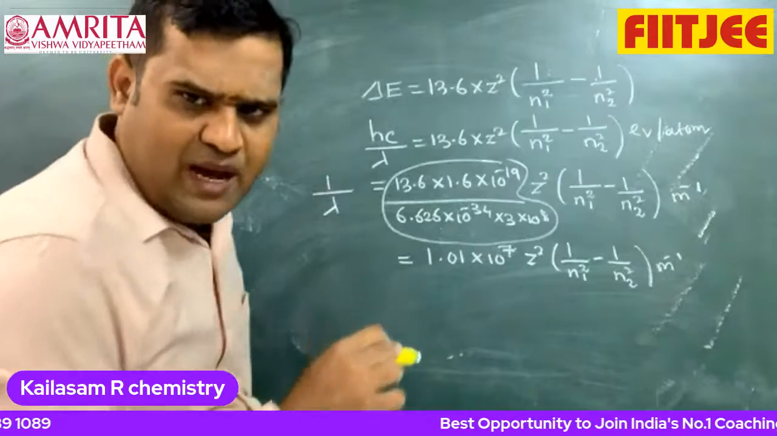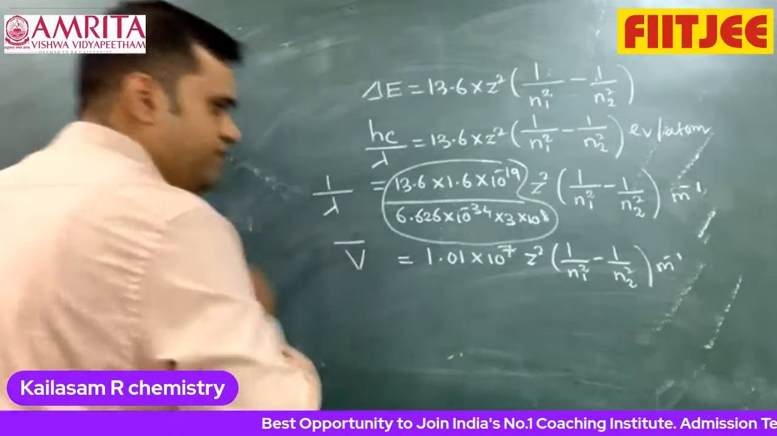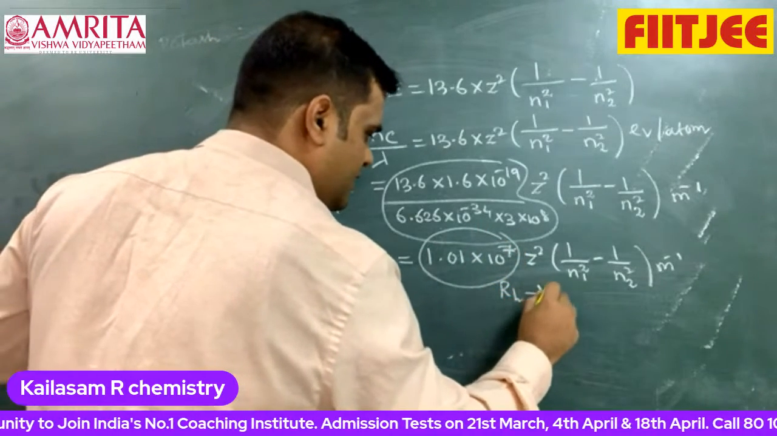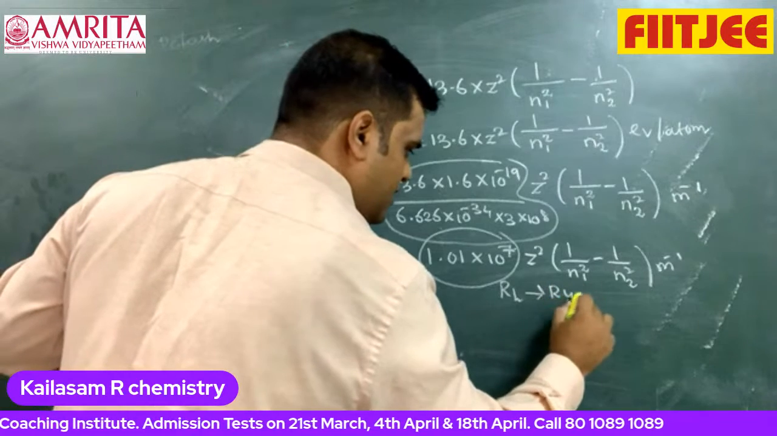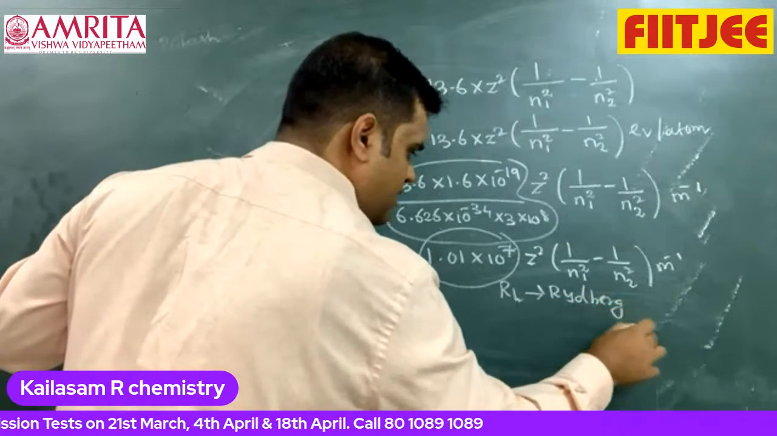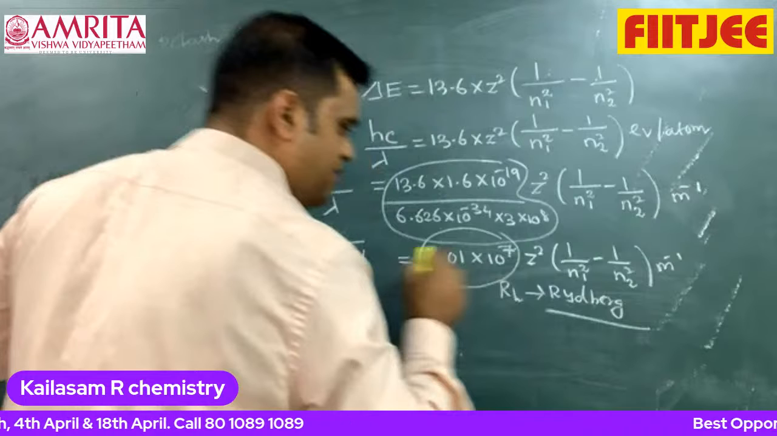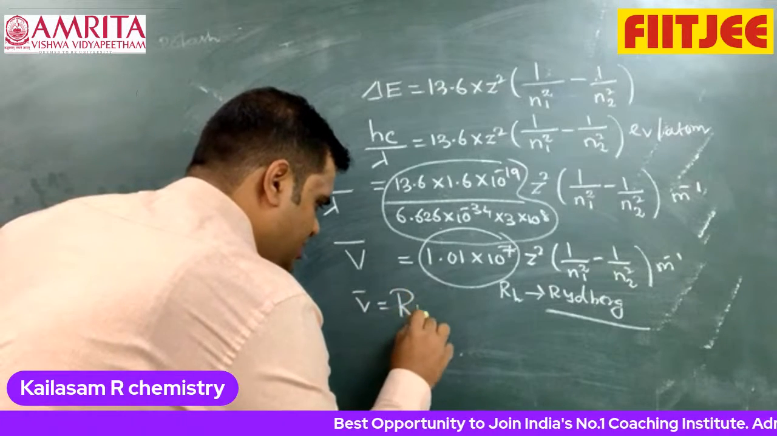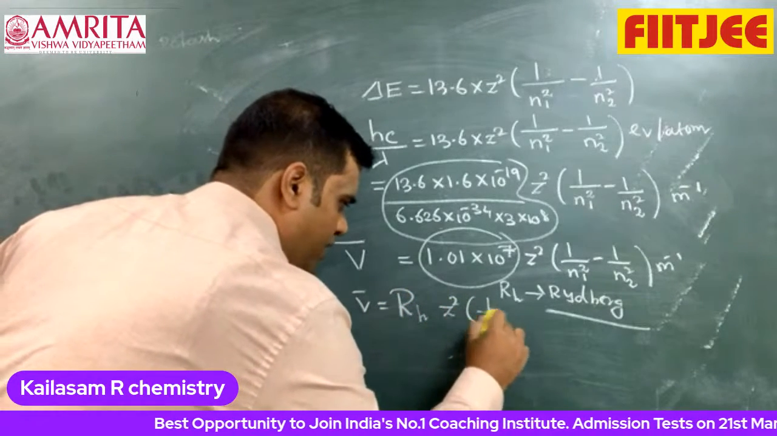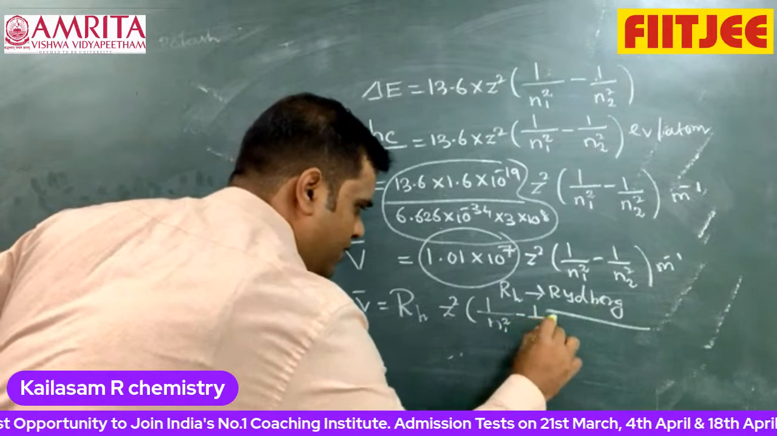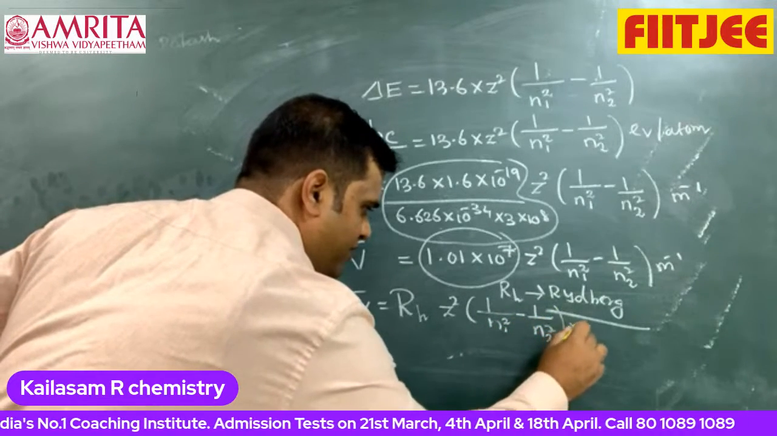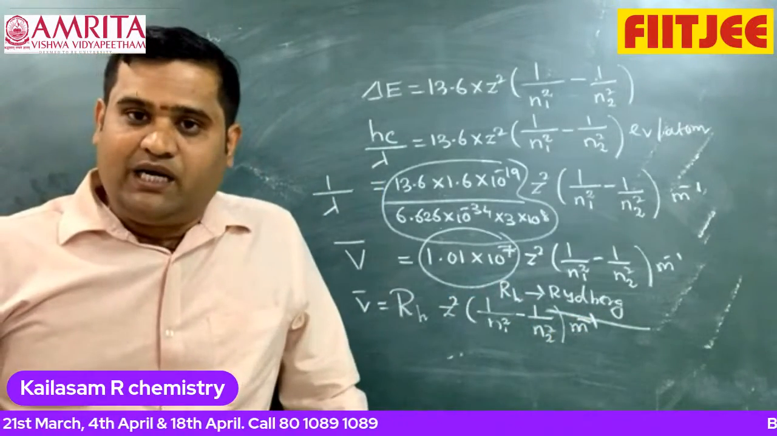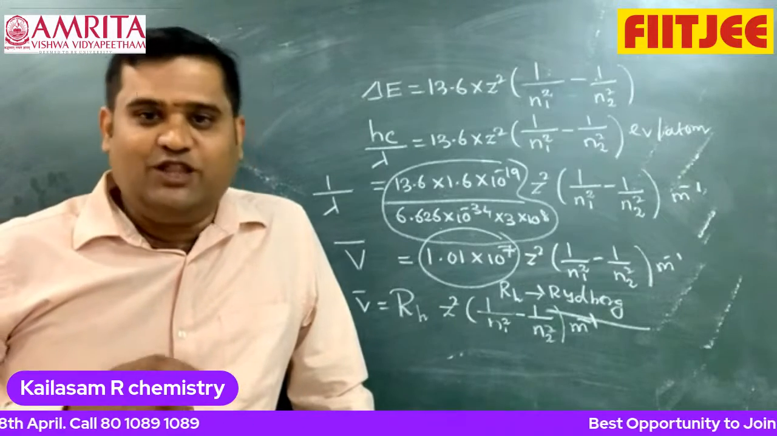This inverse of lambda is called the wave number, and this RH is called the Rydberg constant. That means we can write wave number equals RH Z squared times (1 by n1 squared minus 1 by n2 squared) in terms of per meter. So this is what Bohr's model explains about the hydrogen emission spectrum. We can find out the wavelength.